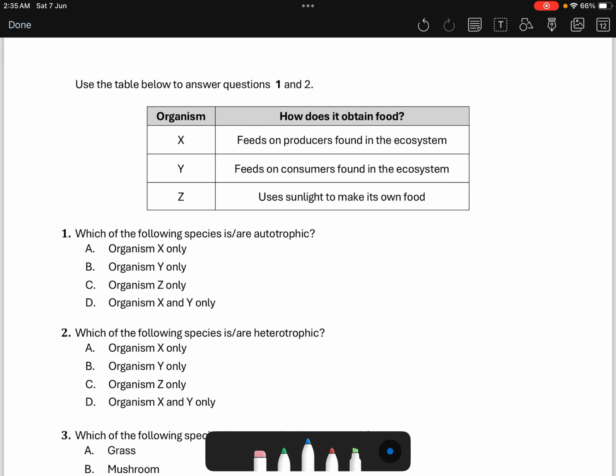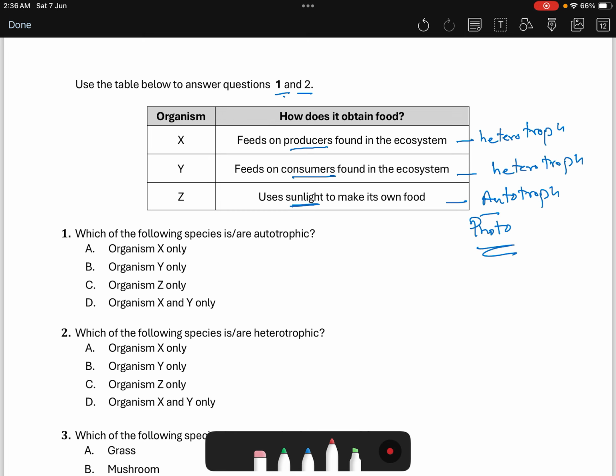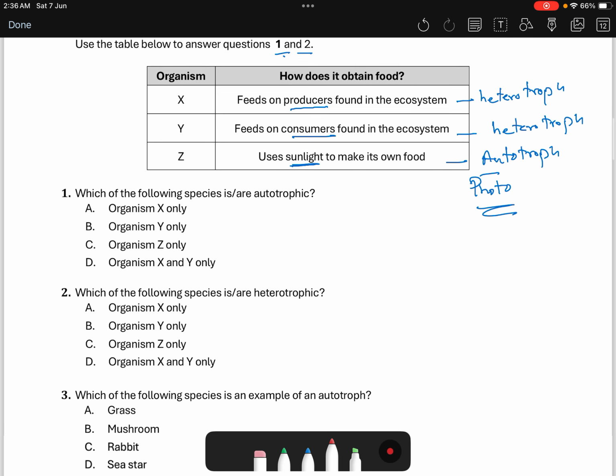Question: use the table below to answer questions 1 and 2. Organisms X, Y, and Z. How does it obtain food? So we have over here X feeds on producers found in the ecosystem. So it means this is a heterotroph, right? Y feeds on consumers in the ecosystem. Again, this is heterotroph. Okay, and Z uses sunlight, so this is autotroph. But which type of autotroph is it? It is a photoautotroph, because it is using sunlight. So if you make this key, you can easily answer the questions.